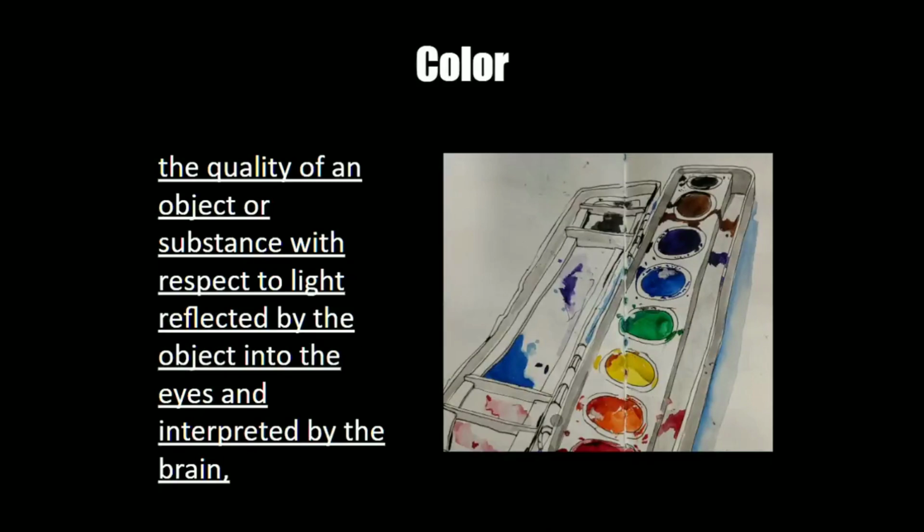Color is the quality of an object or substance with respect to light reflected by the object into the eyes and interpreted by the brain. And that's about as easy as that definition gets.